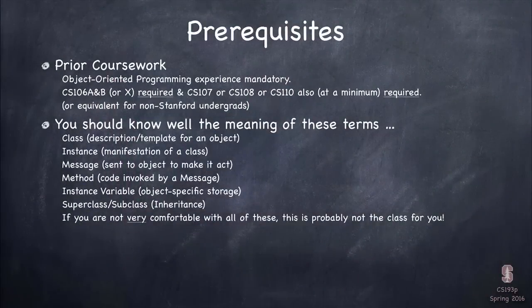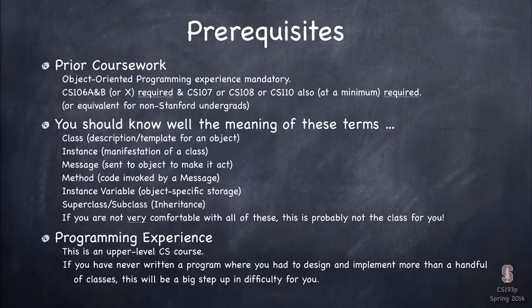When it comes to object-oriented programming, you should know all these terms like the back of your hand. You shouldn't be looking at those and going, what? What's that? Superclass? I don't get it, okay? You should not even be here, okay? Go take these other classes and then come back. This is an upper level CS course. This is not 106 or 107, okay? It's the next level up.